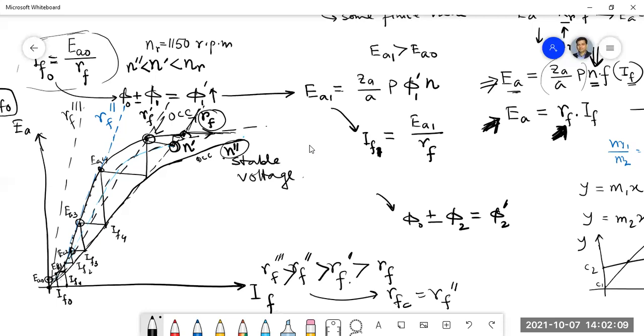or the unstable voltage point. So this value of the speed is termed as the critical speed. And if we reduce the speed further, like this, what will you get? That means your speed is still less than the critical speed. What will you get?